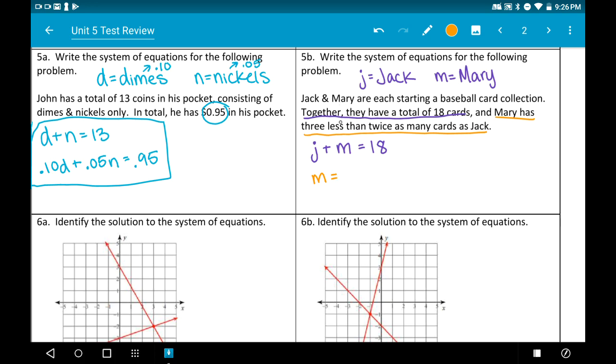Then Mary has 3 less than twice as many cards as Jack. So this twice is more important. So twice would be 2 times the amount Jack has, so 2J. But then we're going to take this amount, but we need 3 less than that. So 3 less would be minus 3. And these two equations here are the system for this word problem.